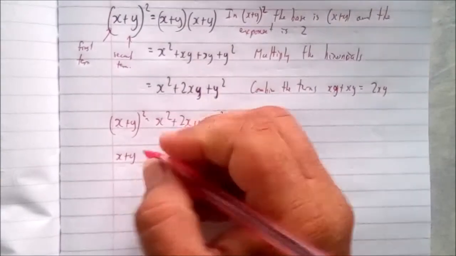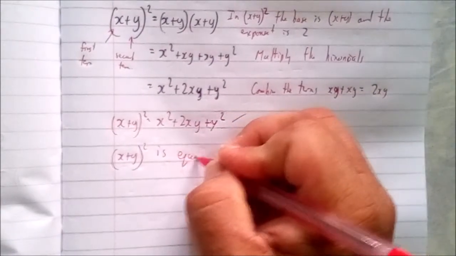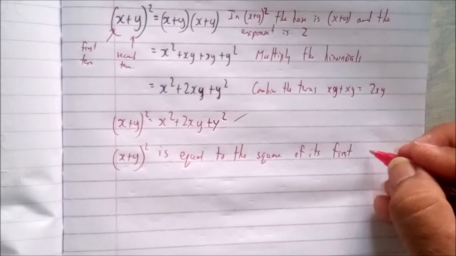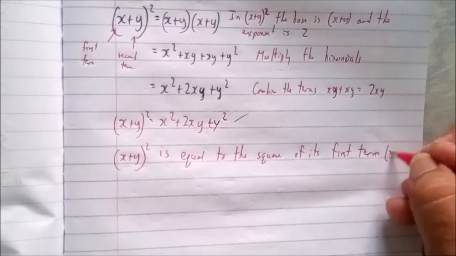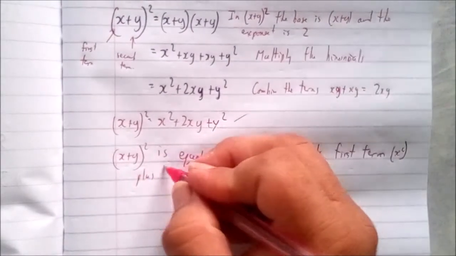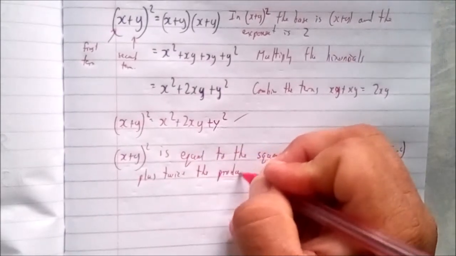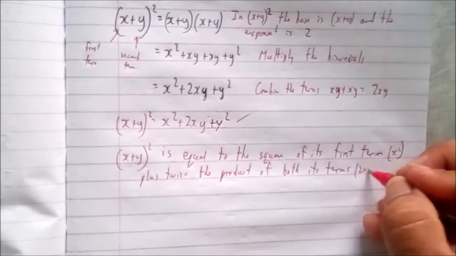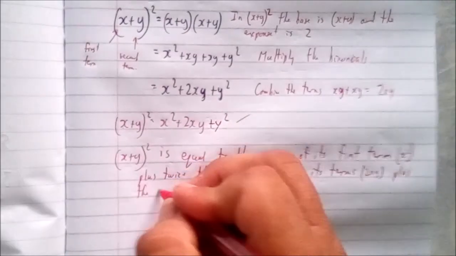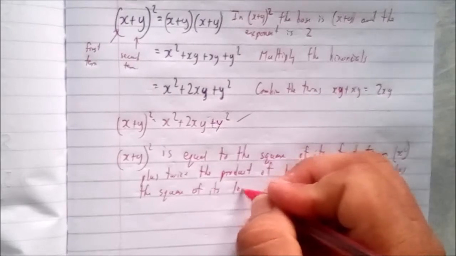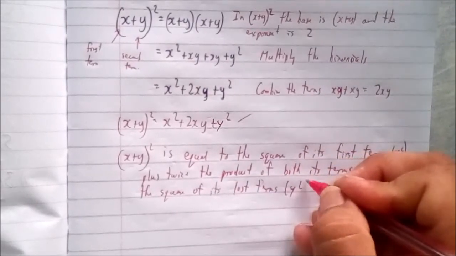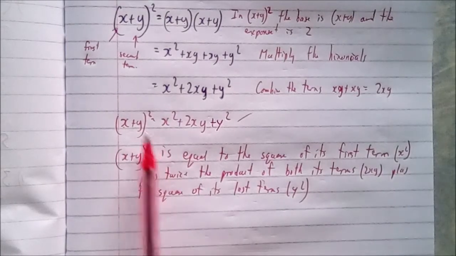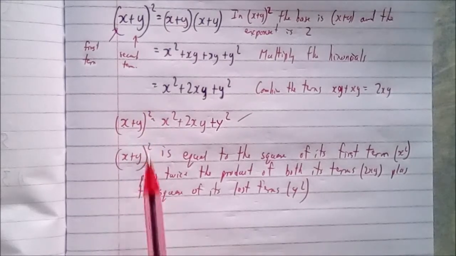(x plus y) squared is equal to the square of its first term, x squared, plus twice the product of both its terms, 2xy, plus the square of its last term, y squared. Okay, let's go over it again. First term squared, then twice the product of its two terms, x times y, xy times 2, and then the last term squared.